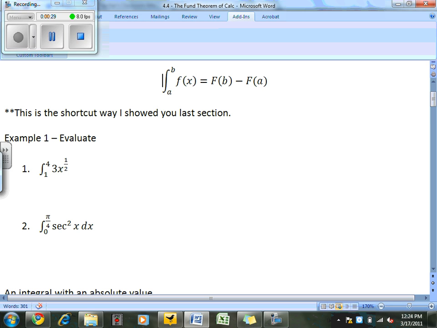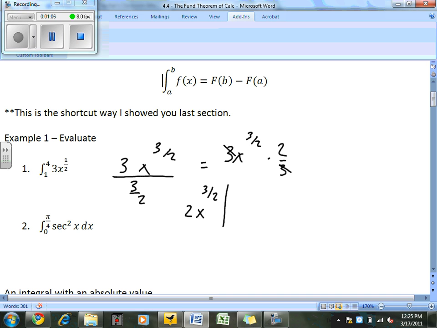So here are a few more definite integrals. That's what we're going to talk about here. We're going to take the integral from 1 to 4 of 3x to the 1/2. Remember, we increase the power by 1, so it would be to the 3/2 power, and we divide by the new power, which is 3/2. So to rewrite this, it would be 3x to the 3/2 divided by 3/2, which is times 2/3, right? So we cancel this out. Our integral then is 2x to the 3/2, and we're going to evaluate at 1 and 4.